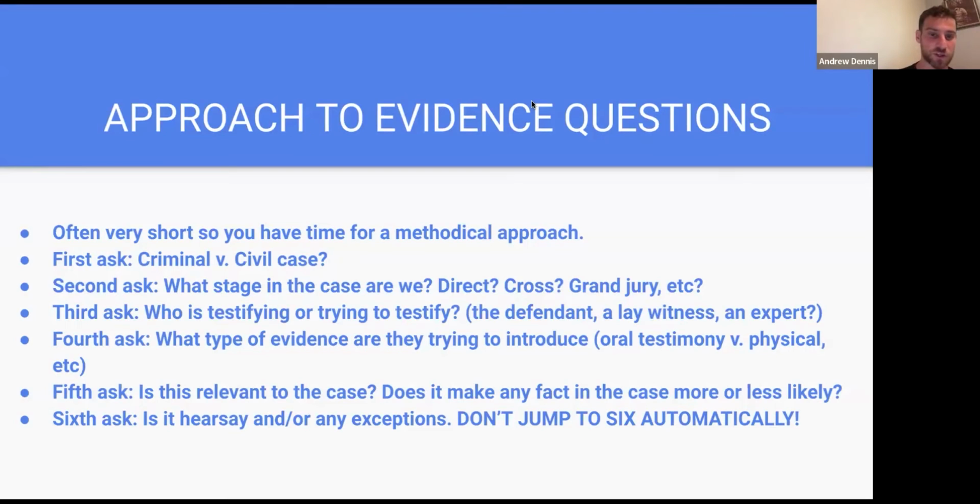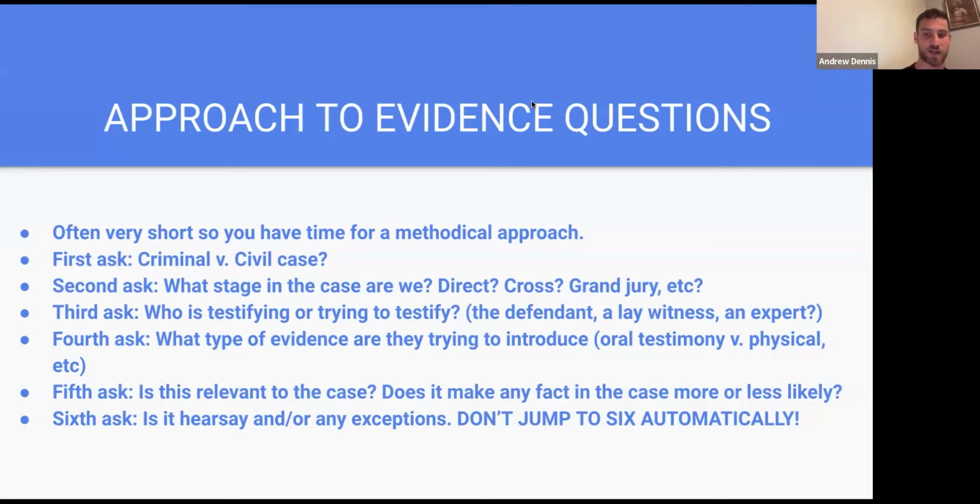So ask yourself, is it criminal versus civil, right? Orient yourself. What type of case is this? Because there are differences for admissibility in civil and criminal cases. Ask yourself, what stage in the case are we? Are we on direct? Are we on cross? Maybe is this a grand jury? Maybe this is a moment where the judge is just preliminarily looking at evidence and its admissibility. Let's orient ourselves by type of case and by stage in litigation.